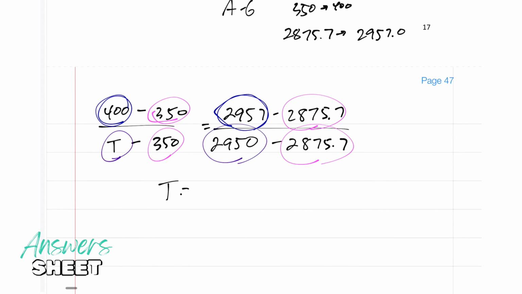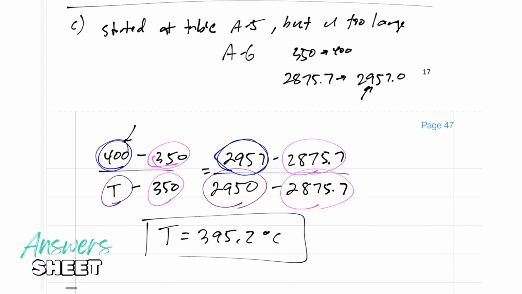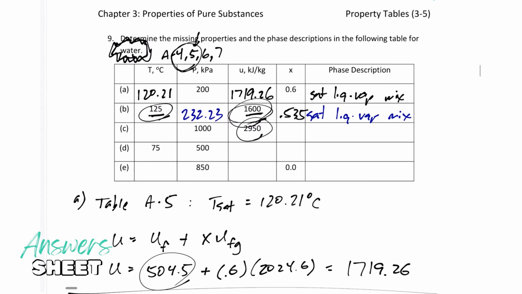All right. Anyway, I've got a T of 395.2 degrees C. Does that make sense? Yes. I thought it was going to be closer to 400 than 350 because my 2950 was closer to the top number than the bottom number. So there we go. 395.2 degrees C. It was a superheated vapor.